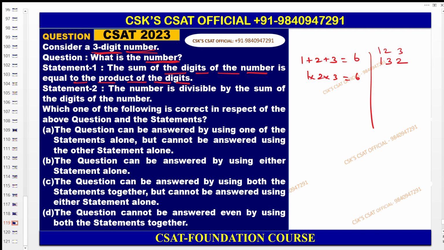1, 2, 3. Then with 2 as the first digit: 2, 1, 3 and 2, 3, 1. Then the 3 series: 3, 1, 2 and 3, 2, 1. Since there are 6 numbers here, you can't say which number. Getting?